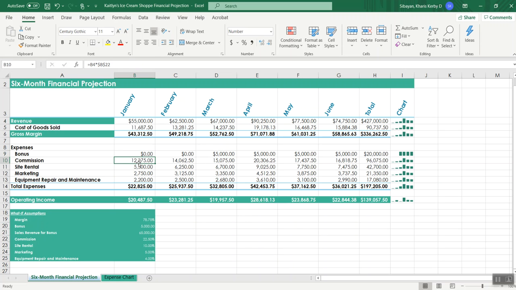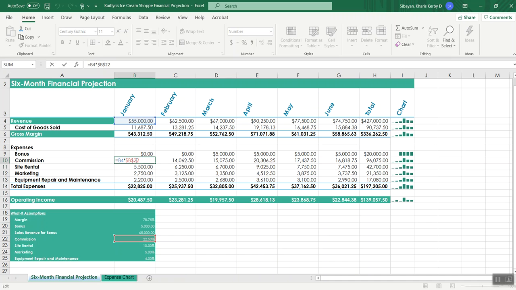For your commission, this one is equal sign B4 times $B$22. B4 is actually the 55,000 given, and you're multiplying it by B22. What is B22 for the commission? If there is a value that is constant, which is the 22.50%, then you need to make sure that B22 doesn't change.